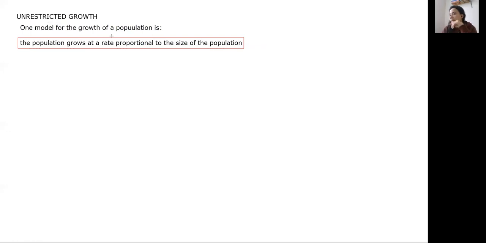Okay, so what we have is the possibility that a population is growing at a rate that is proportional to the size of the population. So why would this be a suitable model?